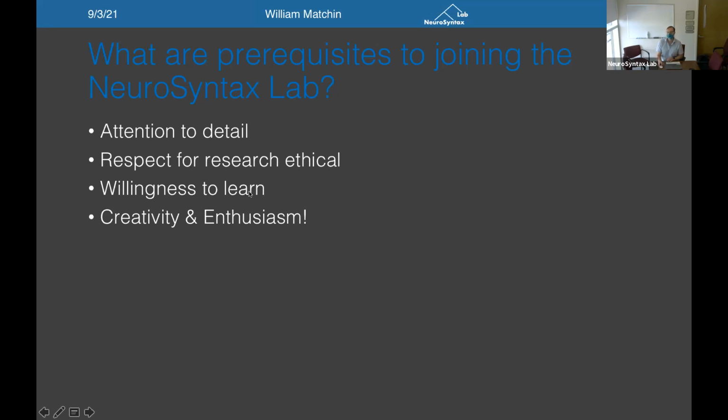Willingness to learn: in the lab, we've got a lot of different things going on. We've got the linguistics, we've got aphasia, we've got fMRI, functional neuroimaging, other kinds of statistical methods. We've got a lot of administrative things. So there's a lot to learn, and the willingness to learn and do all that is great. And also, of course, creativity and enthusiasm.